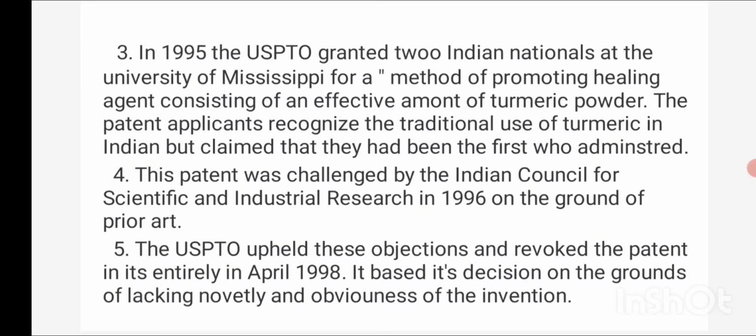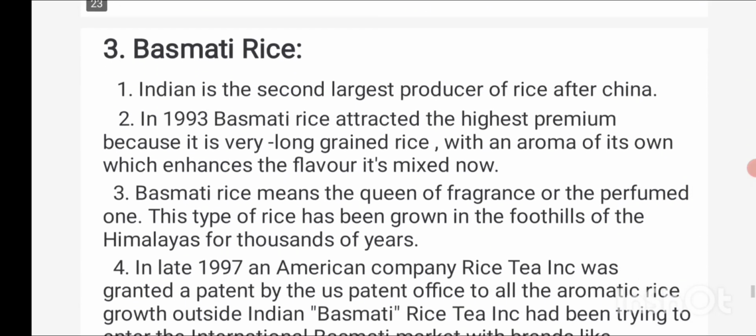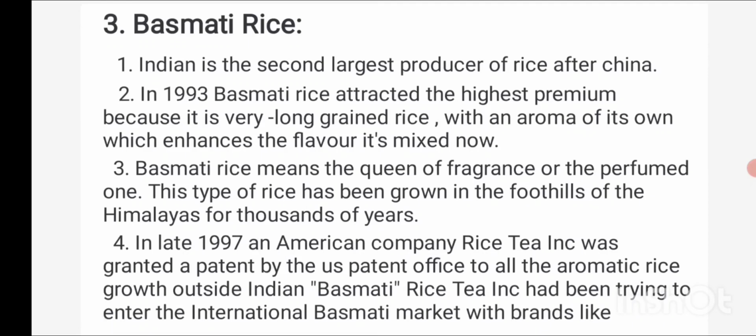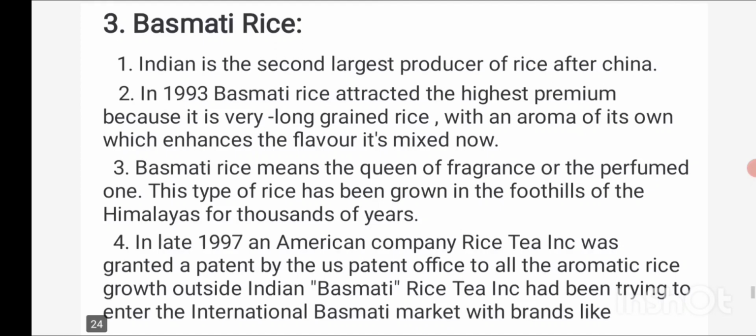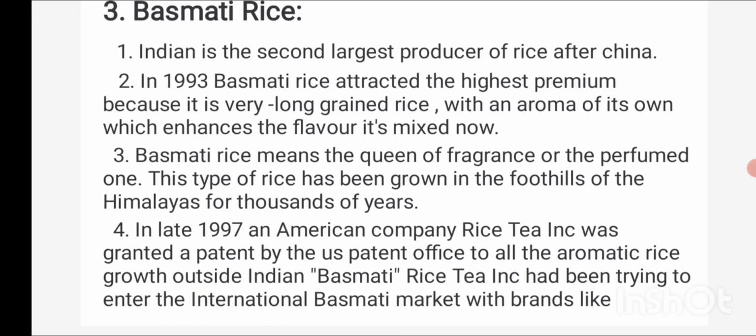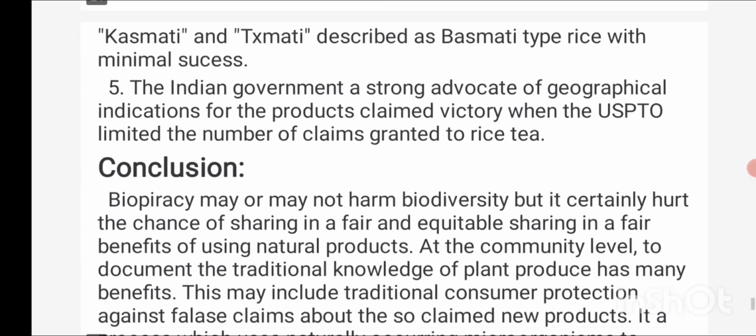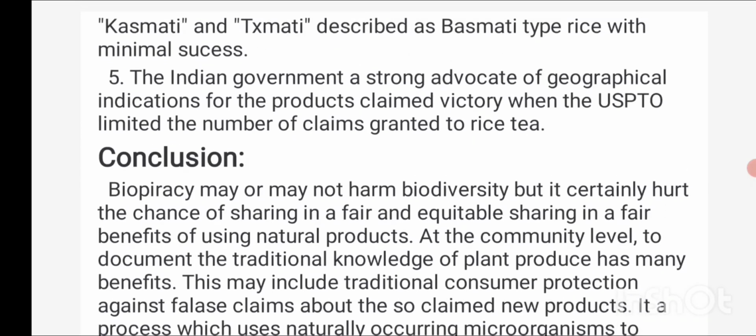In 1995, the USPTO granted a patent to Indian university researchers for a method of promoting healing using an effective amount of turmeric powder. This patent was challenged by the Council of Scientific and Industrial Research in 1996. Another case is basmati rice. India is the second largest producer of rice after China. In 1993, basmati rice attracted the highest premium because it is a long grain rice. In late 1997, an American company, RiceTec, was granted a patent on aromatic rice grown inside the basmati rice region.